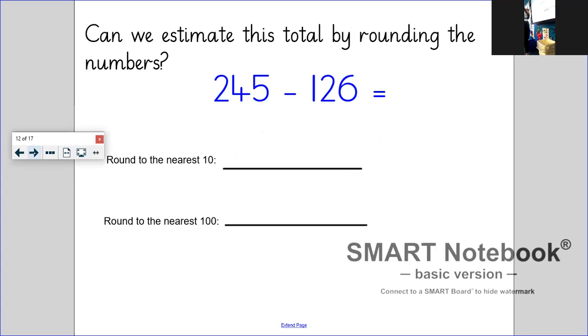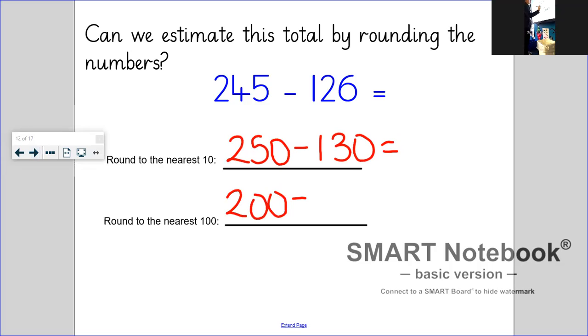Next one. Pause the video and solve. Okay, welcome back. So we should have done 250 take away 130. And here we should have done 200 take away 100. So again, I am estimating that my answer is going to be around 100.